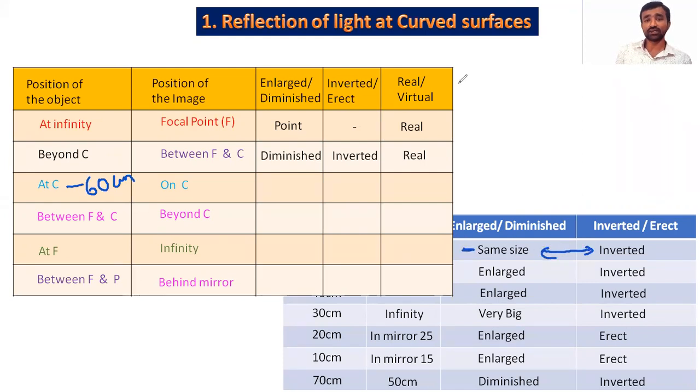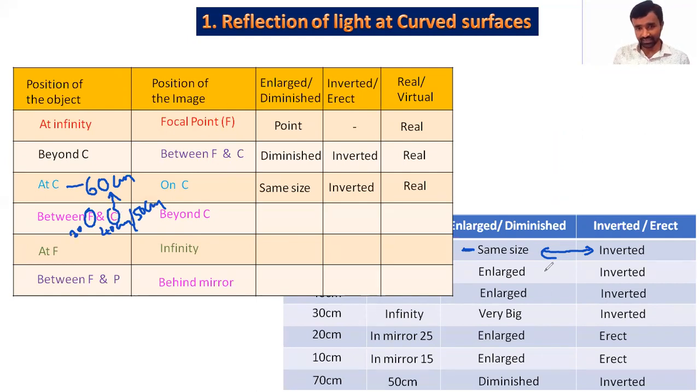right? So what are the characteristics we know? It is the same size and it is inverted. So inverted image is always a real image. Then between F and C, what is it? It is at 40 centimeters or 50 centimeters. This is between F and C. F is 30, C is 60. So 40 and 50 are in between them, right?